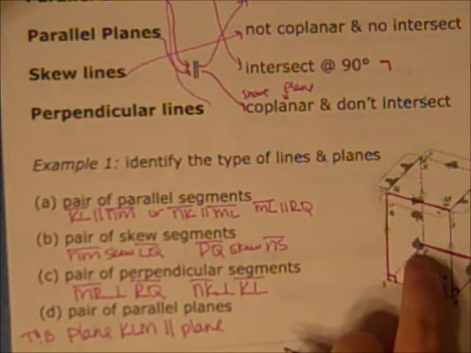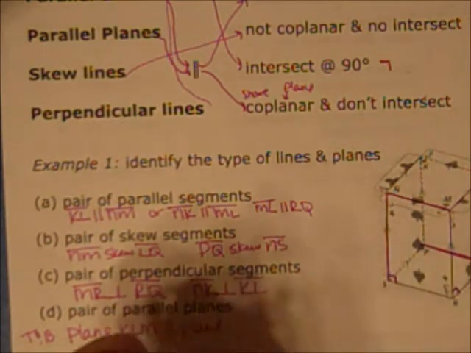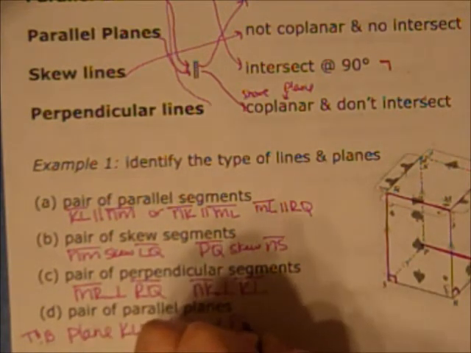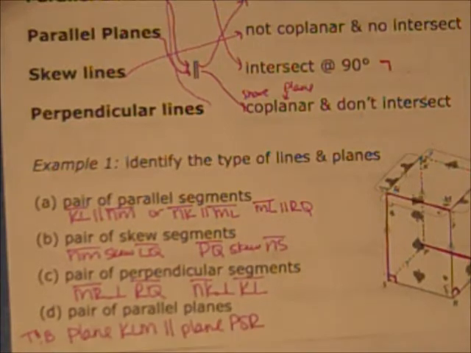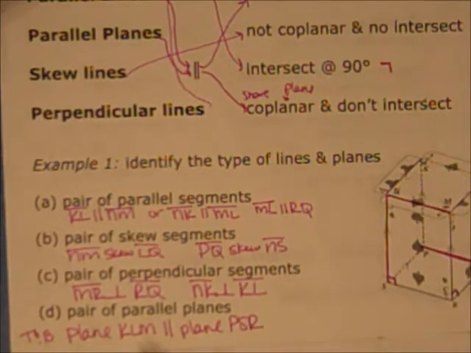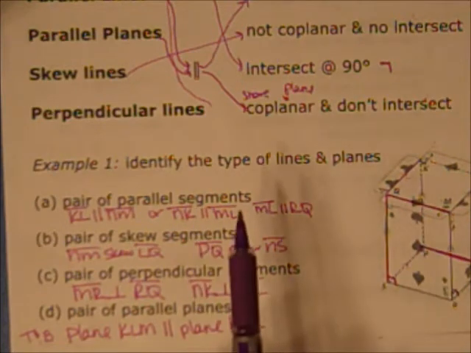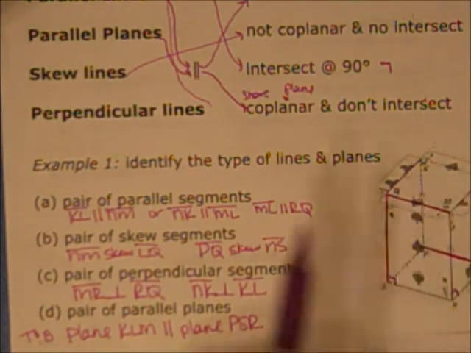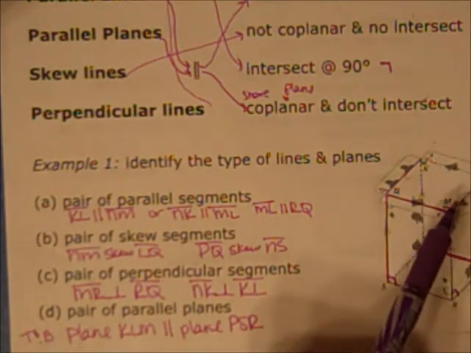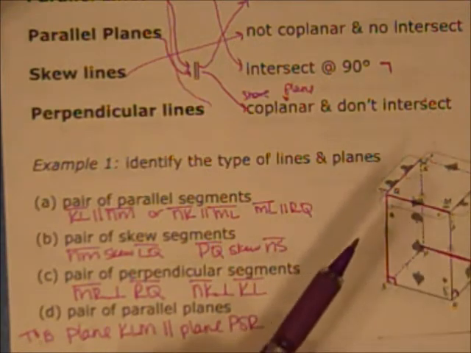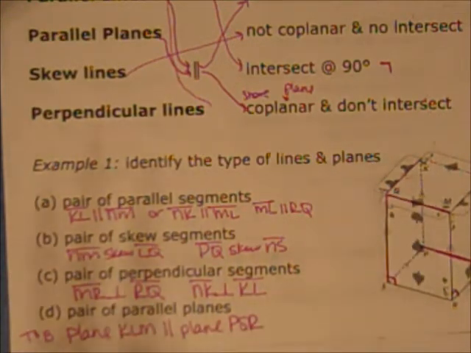Out of the bottom, I can choose P, Q, R, or S. Only choose 3 because that's how you name a plane. So plane KLM, the top, is parallel with plane PSR, the bottom. You could do that again for front and back. Plane NMR is parallel with plane LKP. Or left and right. Plane MLQ is parallel with plane NKP.